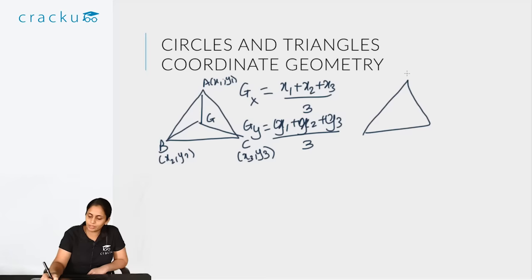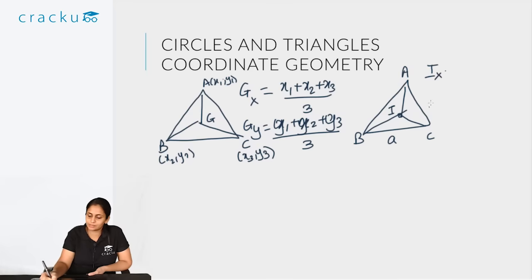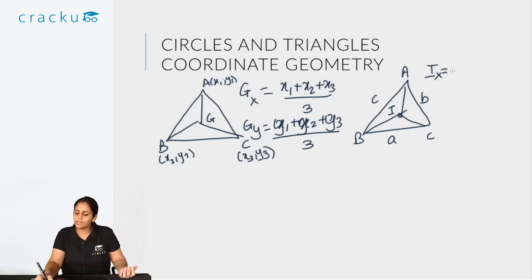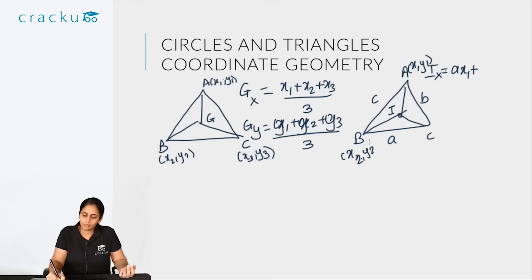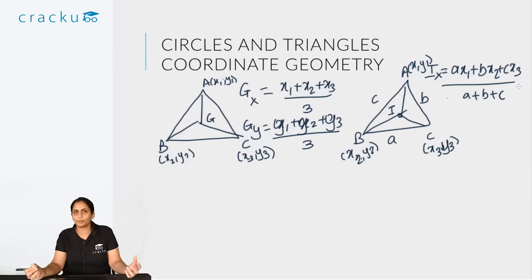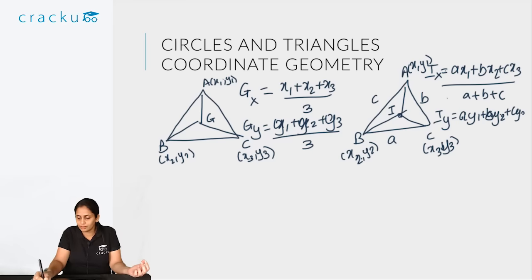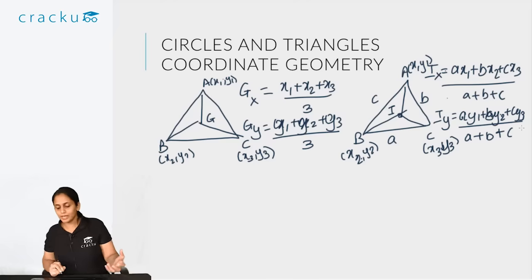For the incenter also, we have an easy formula to calculate the coordinates. For the same triangle ABC, if this is the incenter, then Ix is basically a weighted average, where a, b and c are the lengths of the sides. Here, for the centroid, you just had x1 plus x2 plus x3; here you have to weight the average with the length of the side. So if this is (x1, y1), you take the length of the side opposite to that vertex, so it will be a·x1. This is (x2, y2), and this is (x3, y3); then you take the length opposite to each. So Ix is (a·x1 + b·x2 + c·x3) divided by (a + b + c). This is a weighted average, weighted by the length of the side opposite to that vertex. And Iy is (a·y1 + b·y2 + c·y3) divided by (a + b + c). So this is the basic formula for the incenter.